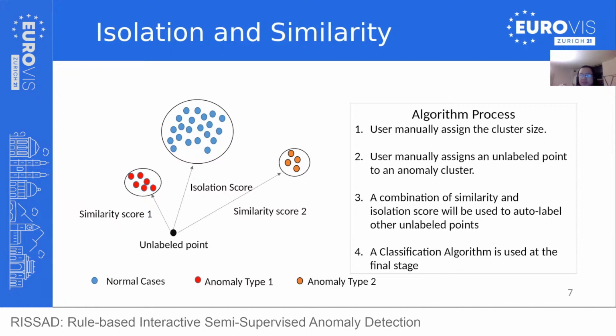Once the anomalies are clustered, similarity and isolation scores are computed. The isolation score measures the isolation of one unlabeled point from the majority of normal points, while the similarity score measures how similar that unlabeled point is to each anomaly type. After that, a user may choose to assign the unlabeled points to one of the clusters. The system will auto-label the others based on a combination of those two scores. Finally, a classification model is run on this labeled dataset for prediction.